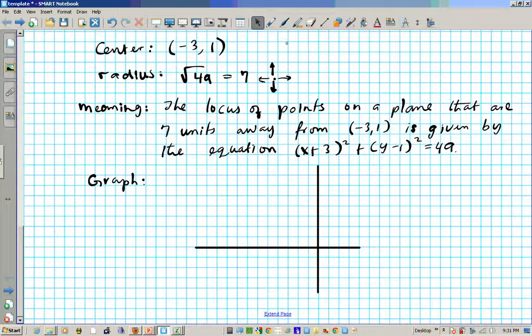All right, so let's go ahead and graph the center. The center is (-3, 1). So we're going to go 1, 2, 3, 3 to the left, and then go up 1. So there goes my center. Now that I've found my center, I'll go 7 units in all directions. So I'll go 1, 2, 3, 4, 5, 6, 7 up. 7 to the north, 7 to the south.